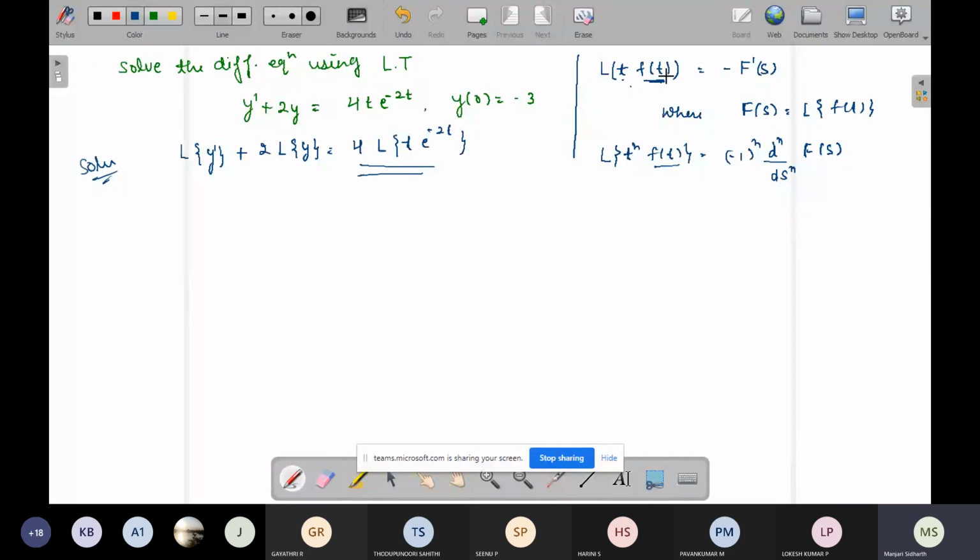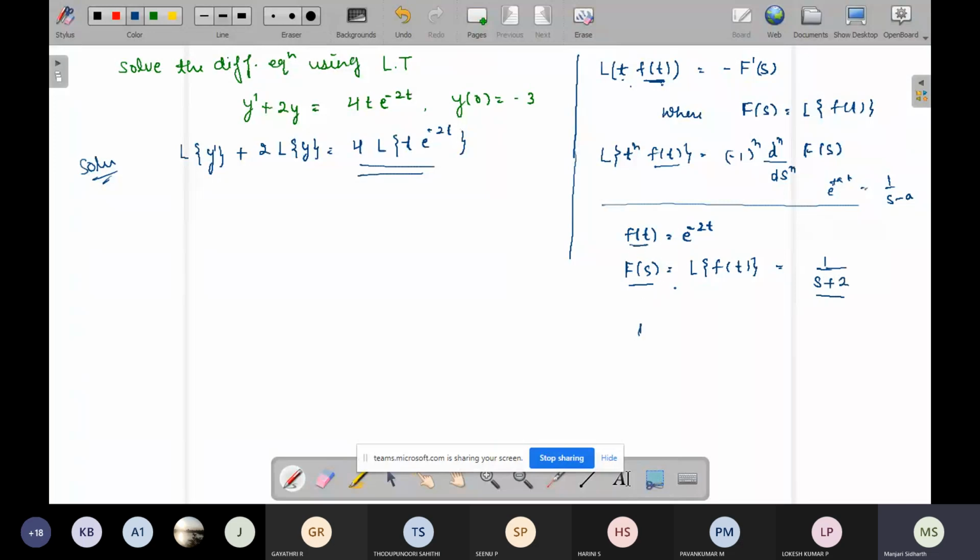Now we know f(t). If I compare with this, f(t) is e power minus 2t. And we know that F(s) is nothing but Laplace transformation of f(t). Laplace transformation of e power at is 1 by s minus a. So if it is minus, you will get plus here. So 1 over s plus 2. This is your F(s).